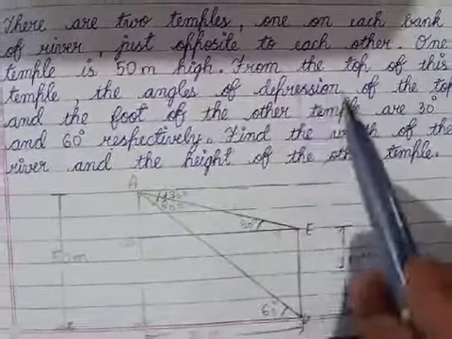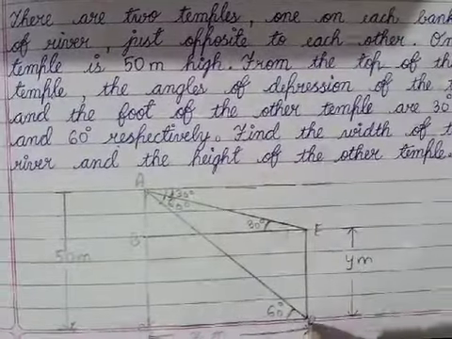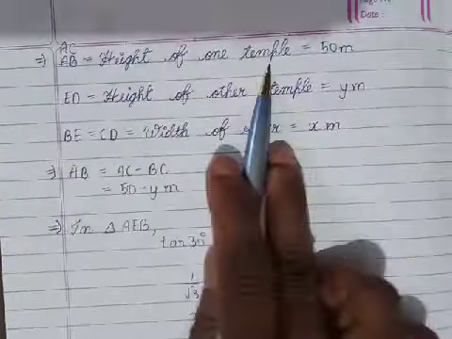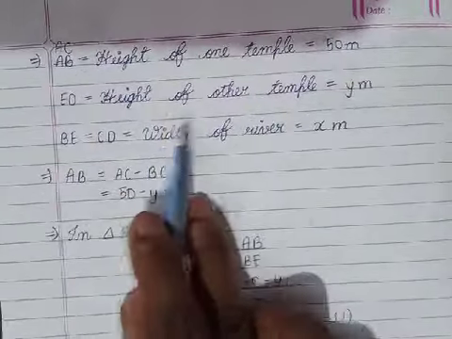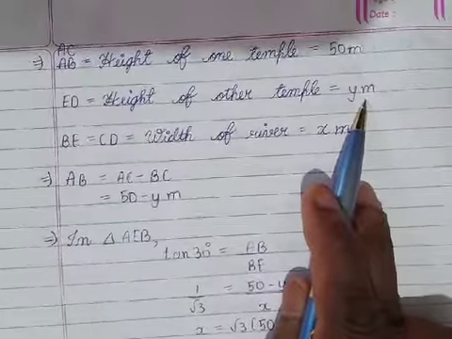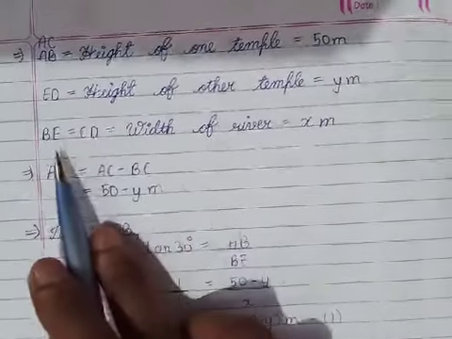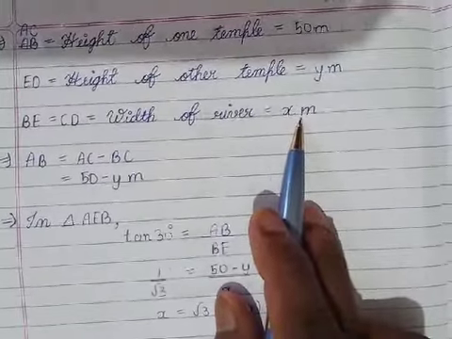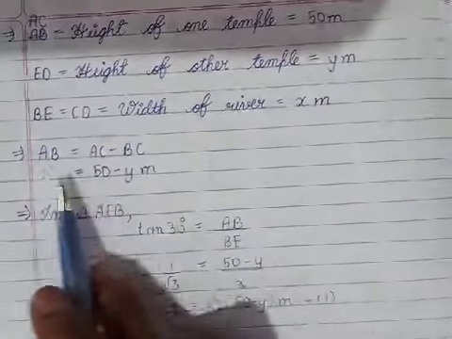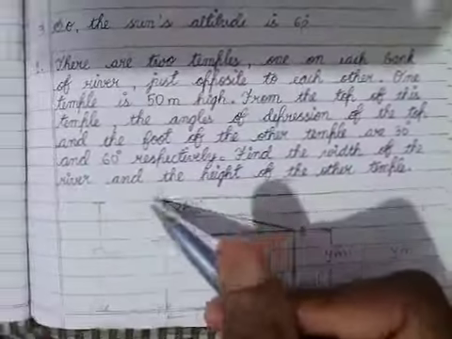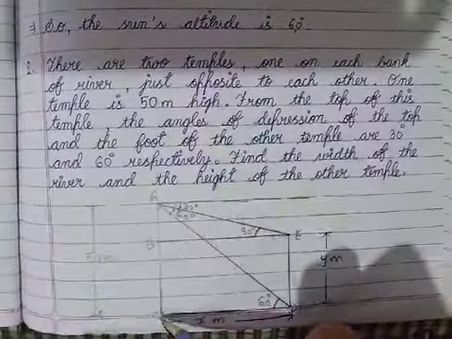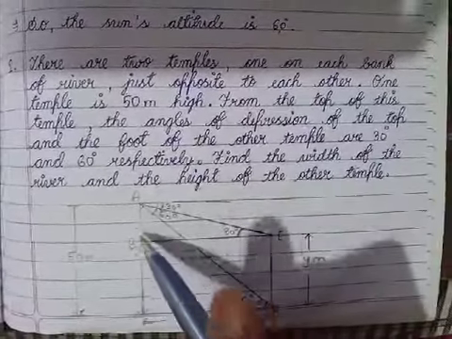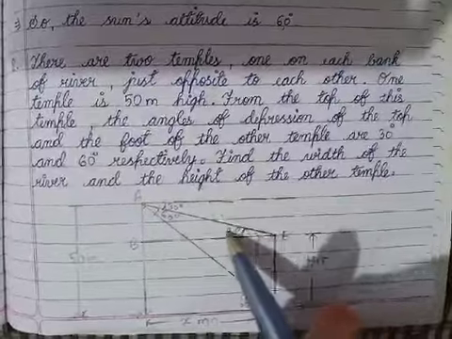When the depression is given, it means the other temple's height is less than the temple where you are standing. AE is the height of one temple, which is 50 meter. ED is the height of another temple, let's take it as y meter. And BE is equal to CD, the width of the river, which is taken as x meter. So what we have to find is AB. AC is 50, and ED, which is equal to BC, is y.